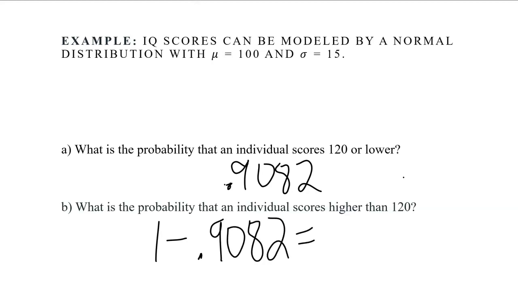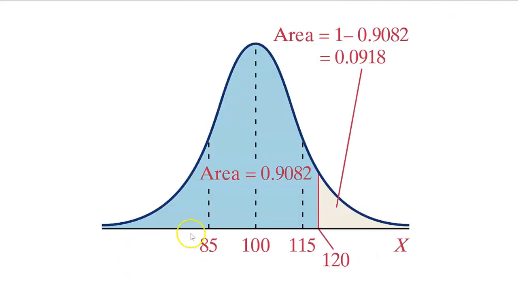And when you do 1 minus 0.9082, you get 0.0918. So that will be the probability that an individual scores higher than 120. And we just found that by taking 1 minus this 0.9082. And here's an image that demonstrates that problem. So the area to the left of 120 is 0.9082, which we got out of the table. So that would be the probability of getting less than 120. And then the area to the right is 1 minus that, which is the 0.0918. And that will be the probability of getting higher than a 120.